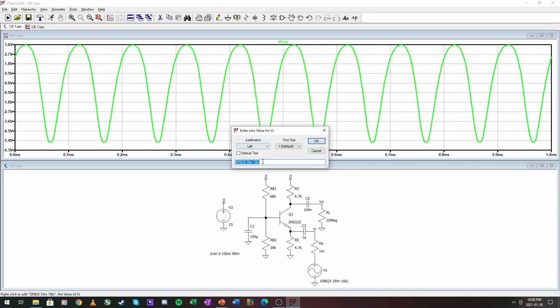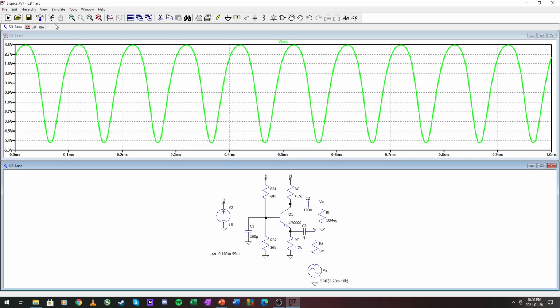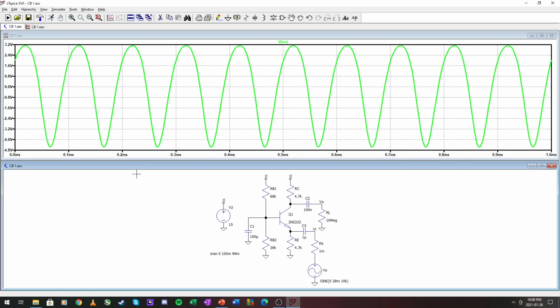So, very small input here. Let's go to 28 milli, which is the second one we calculated. And now we have no clipping, but it is very non-linear. Okay, and that is because there is no feedback on the system right here.